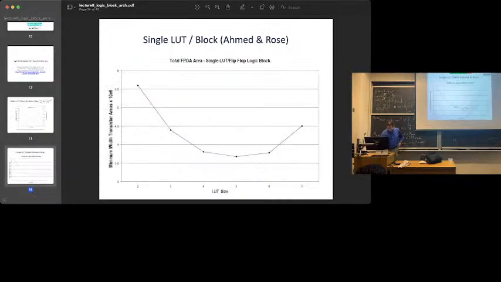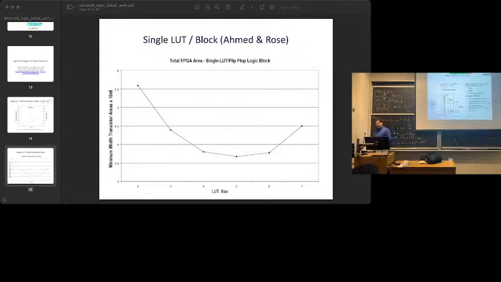So if you have too small a lookup table, you need a whole lot of them, and each of them needs some routing. So you wind up with something that's inefficient because you have too much programmable routing. As you go to bigger lookup tables, you don't need as much programmable routing because there's much fewer blocks to connect. But the cost of the lookup tables eventually starts getting very high. So a 7-input lookup table is also pretty inefficient. But they found a pretty wide range, that 4 to 6 was pretty reasonable for area.